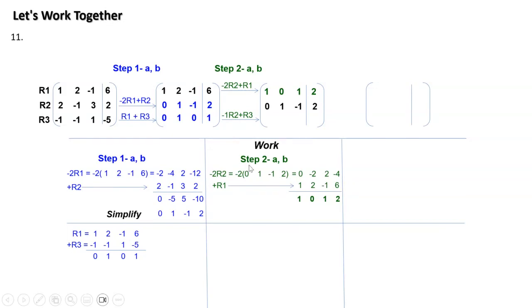Now let's do step 2. Negative 1 times row 2, right? It means all the signs are going to switch inside the parentheses. Because negative 1 times 0 will give us 0. Negative 1 times 1 will give us negative 1. Negative 1 times negative 1 will give us a positive 1. And negative 1 times 2 will give us a negative 2. And row 3, we'll just start it over. This gives us 0, 0, 1, negative 1. That's my new equation number 3.